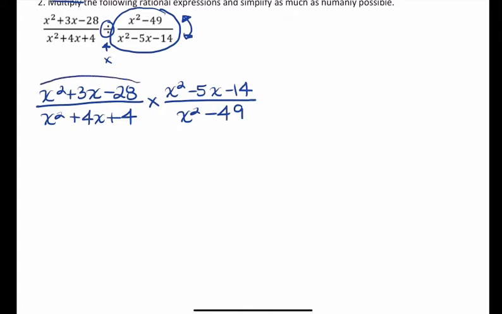So this first one right here, if we do product-sum, we're going to look at the products. We're going to look at the factor pairs of 28, which are 1 and 28, 2 and 14, 4 and 7. And remember, you're going to look for a factor pair that's going to make 3. 4 and 7 has got to be it.